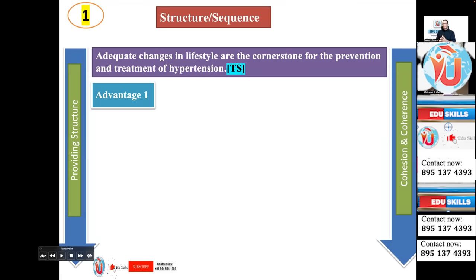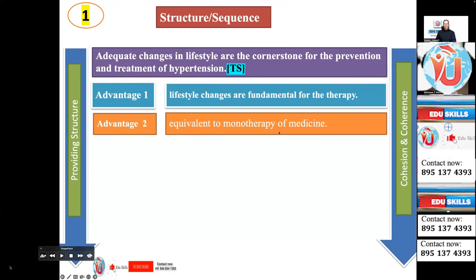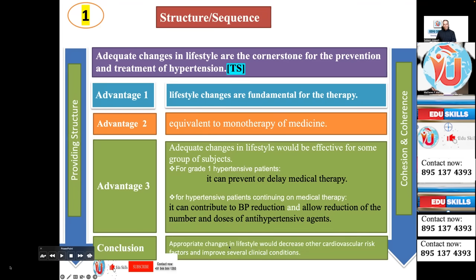So definitely the point should be advantages of changes in lifestyle, right? Advantages above medication. So advantage 1, lifestyle changes are fundamental for the therapy. Advantage 2, equivalent to monotherapy of medicine. Advantage 3, adequate changes in lifestyle would be effective for some group of subjects. First group, for grade 1 hypertensive patients, it can prevent or delay medical therapy. Group 2, for hypertensive patients continuing on medical therapy, it can contribute to BP reduction and allow reduction of the number and doses of hypertensive agents. And conclusion is, appropriate changes in lifestyle would increase other cardiovascular risk factors and improve several clinical conditions.